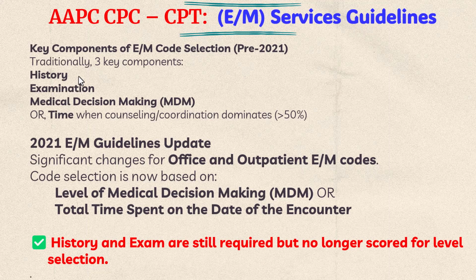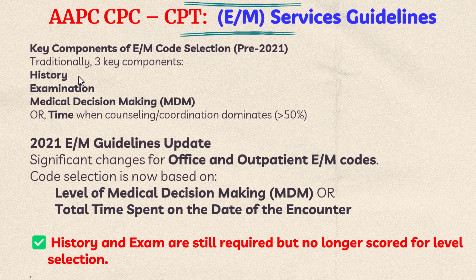So, the key components of evaluation and management code selection. Before 2021, traditionally three components were used: that is history, examination, and medical decision making or time. Time is used when counseling or coordination dominates more than 50%. But after 2021, the major change occurred in the CPT guideline, and the EM guidelines were updated with significant changes to office and outpatient evaluation and management codes.